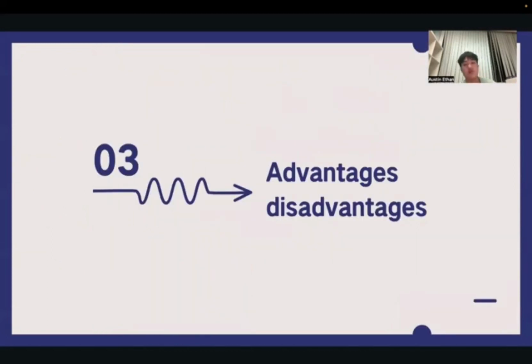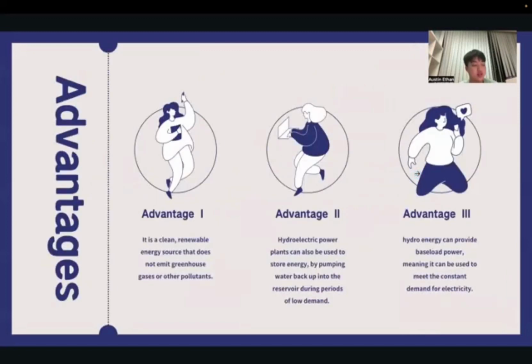The last part of mine is advantages and disadvantages. In my opinion, the advantages can be divided into three parts. It's a clean, renewable energy source that doesn't emit greenhouse gases and other pollutants. Hydroelectric power plants can also be used to store energy by pumping water back up into the reservoir during periods of low demand. Hydro energy can provide base load power, meaning it can be used to meet the constant demand for electricity.